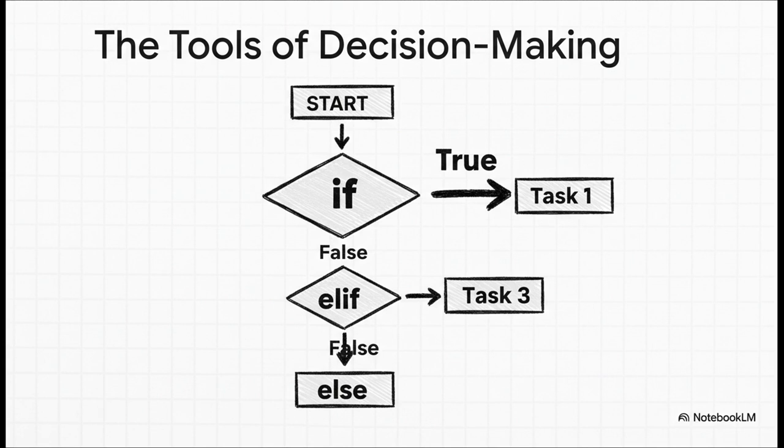The if statement asks the first question. If the answer is yes, we go down one path. If it's no, Python checks the elif for another question. And if none of those conditions are met, the else block is our default path. It's what happens if all else fails.